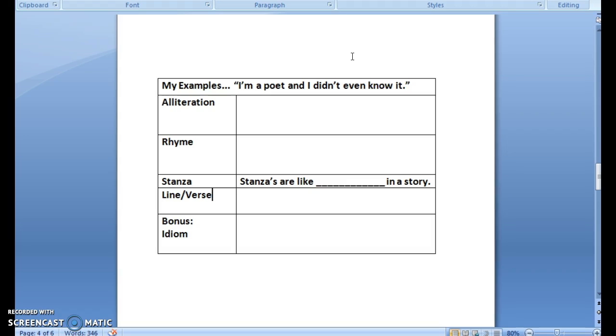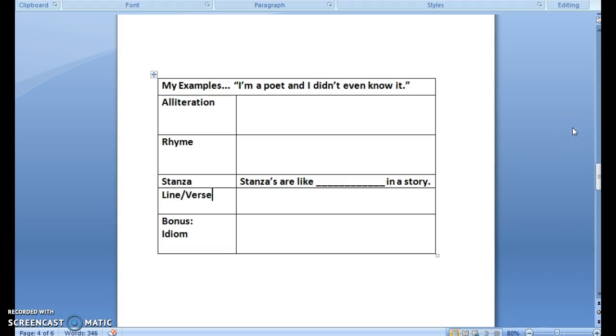So the students had to then come up with their own definition or their own example of an alliteration, their own example of words that rhyme. They had to come up with the example of the word that filled in the blank, then an example of a line, and then as a bonus, they had to come up with an example of an idiom, which is a word that we studied a few weeks ago.